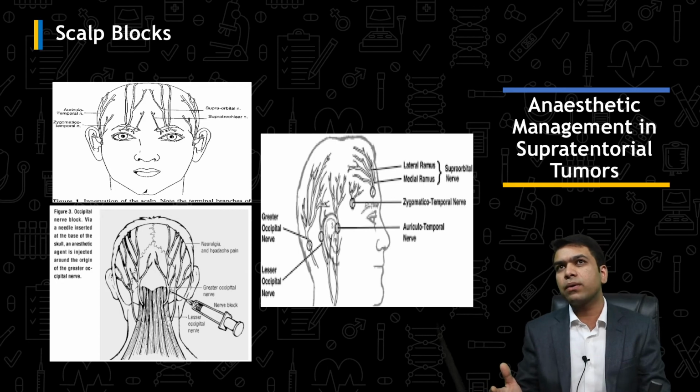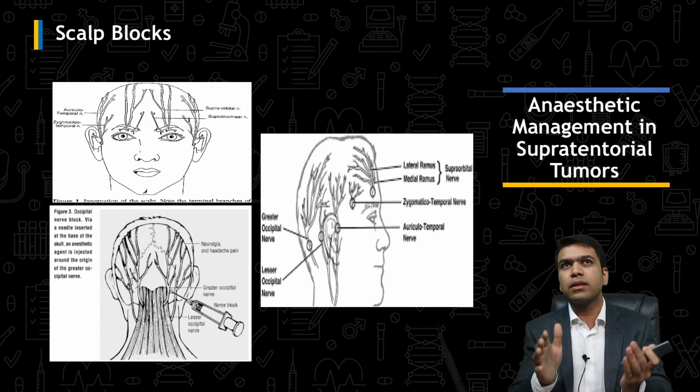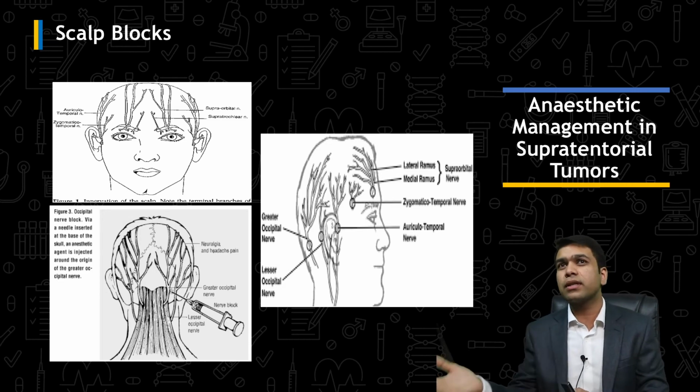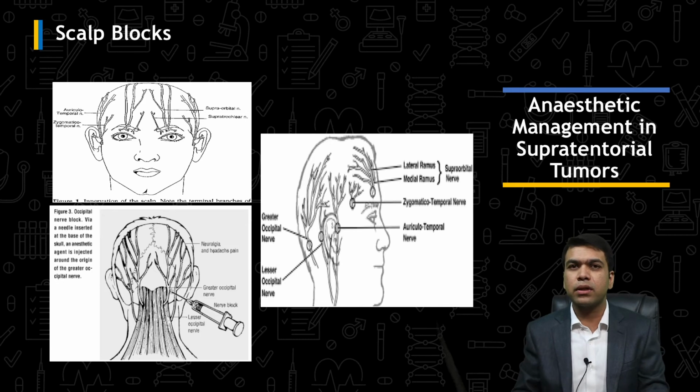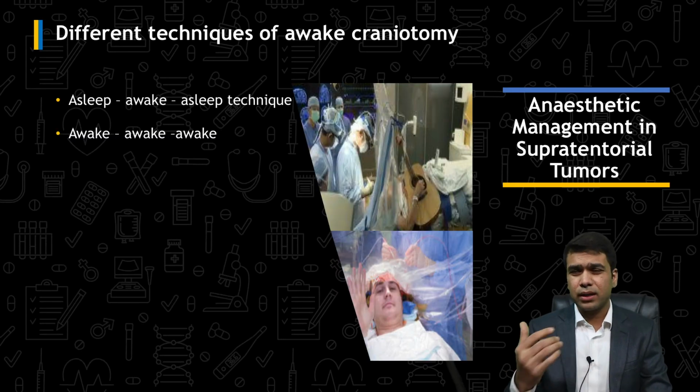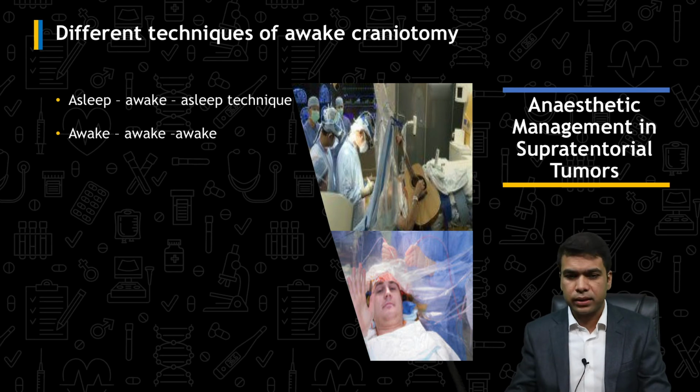For that, how we do is we give scalp blocks of all the major nerves. Supraorbital, supratrochlear, greater occipital, lesser occipital, auriculotemporal nerves will be blocked. You can use either bupivacaine or ropivacaine. Both of them are good. And the technique that you need to do is asleep, awake, asleep technique, or awake, awake, awake technique.